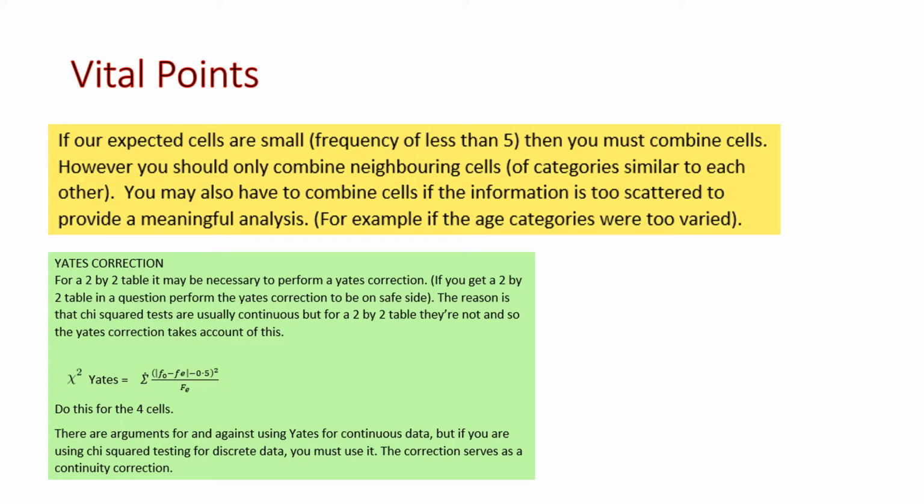So if my observed was 10 and my expected was 12, 10 take away 12 is minus 2. Ignore the minus, so I've got 2. Take away a half is 1.5, and then I square it, 2.25. Okay, so that's the Yates correction. Again, they will not tell you to use it, but they will assume you are using it. So it is important, and that's come up on many an exam now.